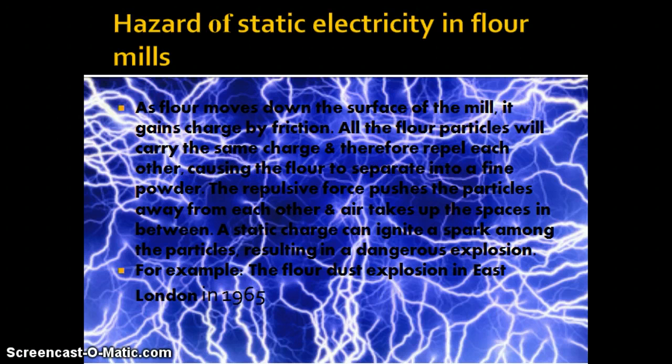Hazard of static electricity in flour mill. As flour moves down the surface of the mill, it gains charge by friction. All the flour particles will carry the same charge and therefore repel each other, causing the flour to separate into fine powder. The repulsive force pushes the particles away from each other, and air takes up the spaces in between.